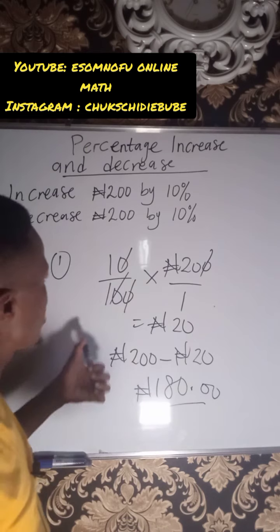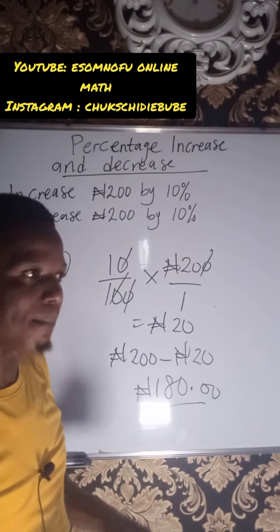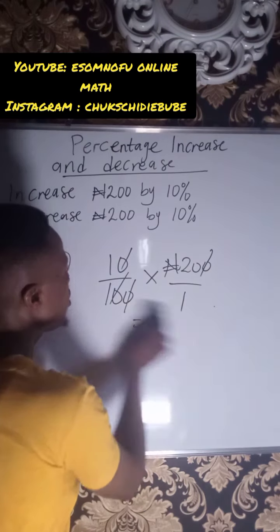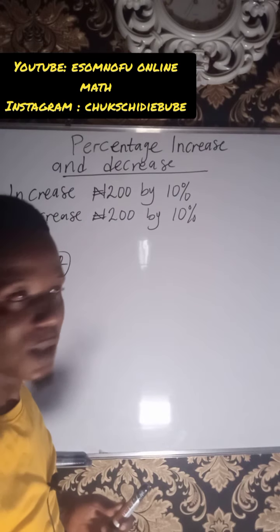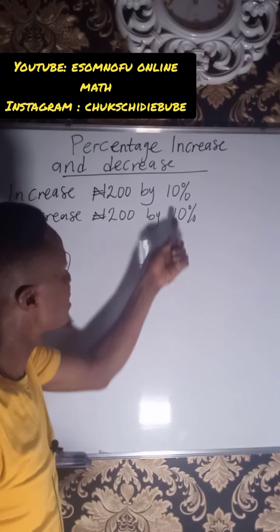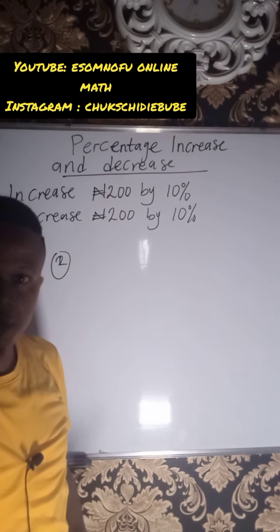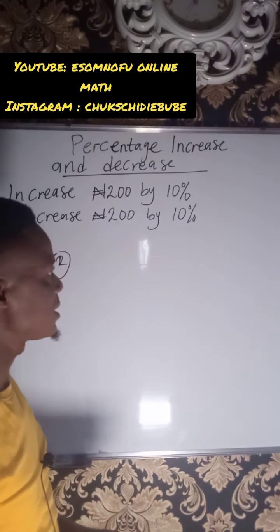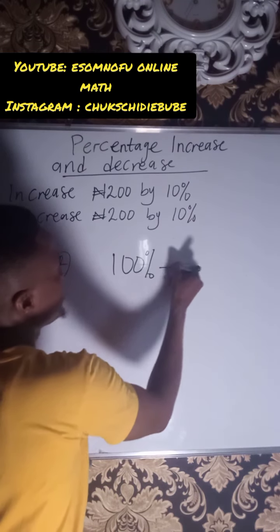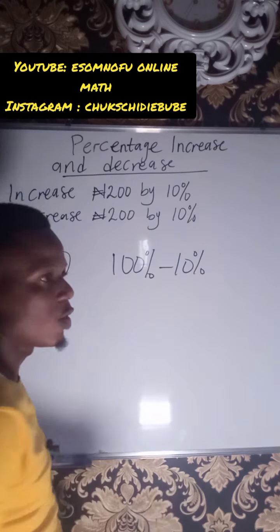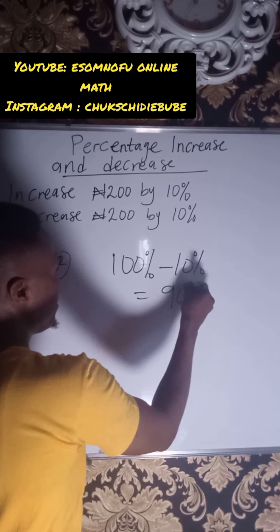If I still don't want to solve it with this particular method, I can still use another way to find percentage decrease. You know that when we talked about percentage increase, we added that 10% to 100%. But when you talk about percentage decrease, remove the 10% from 100%. So we shall have 100%, which is the complete, minus 10%, because we are talking about decrease. This will give us 90%.